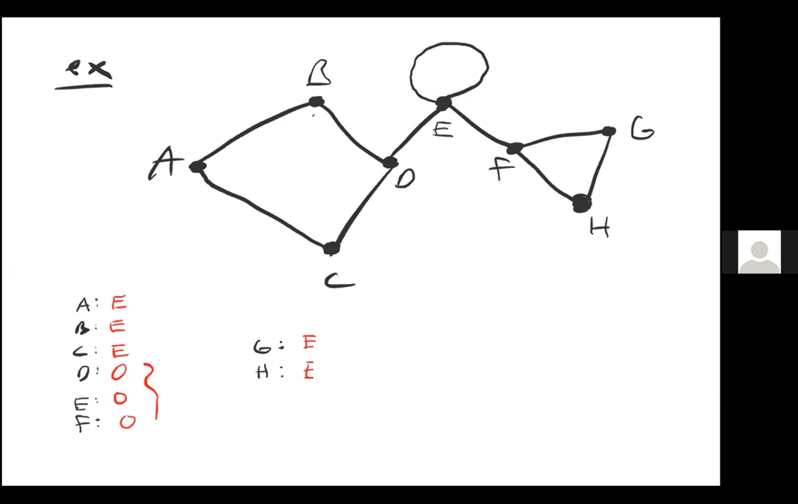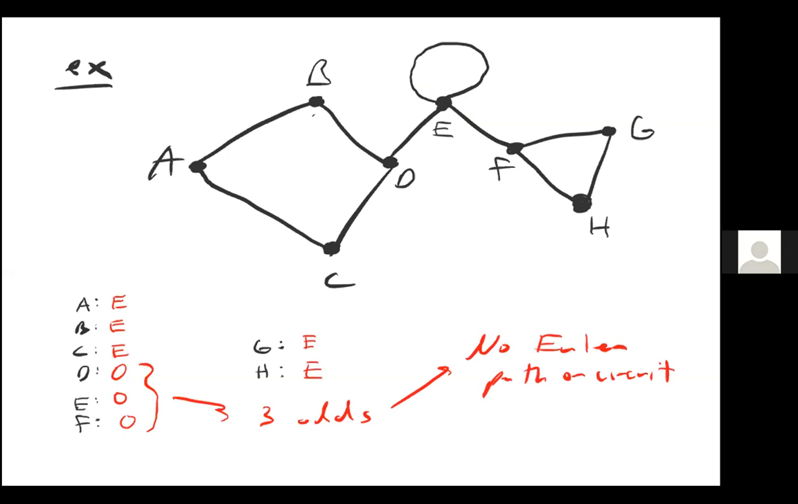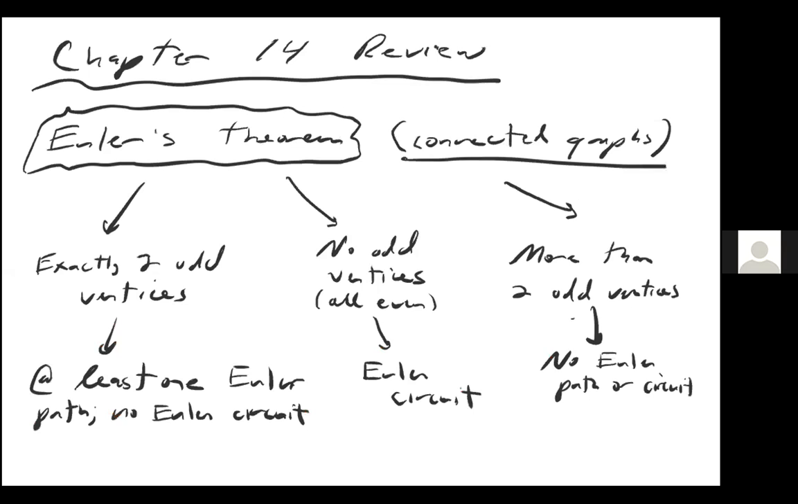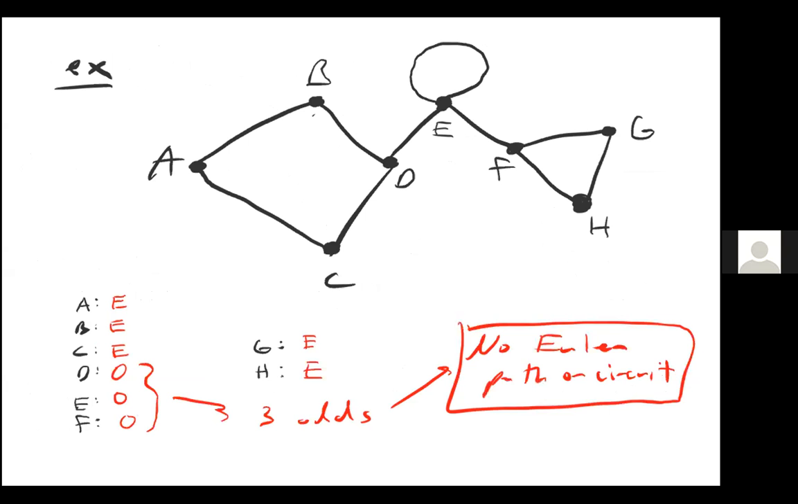So since there were three odds, according to Euler's theorem, there is no Euler path or circuit. Make sense? Go back to the theorem. More than two odd vertices is no Euler path or circuit. Make sense? Okay, so that one has no Euler path or circuit.